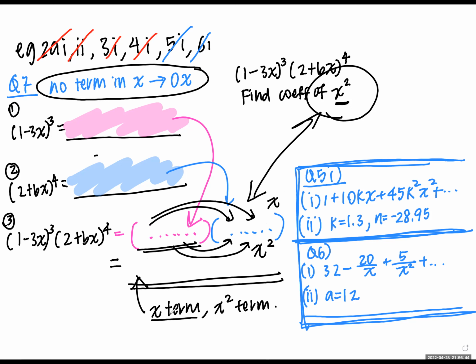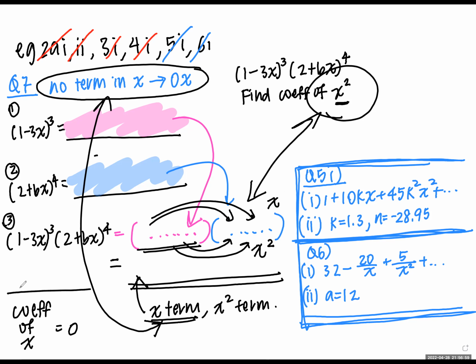So once you get your x term, can you see I can compare coefficient? Because the coefficient of my x term is 0. Why do I do that? Because when I do this, I can actually find my b value. And once I get my b value, I can sub it into my x squared term. Okay?